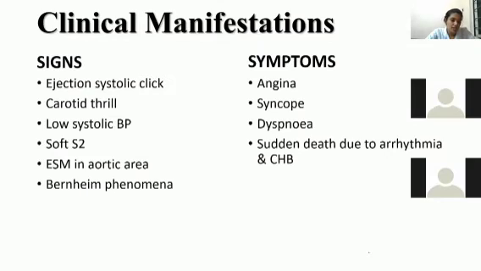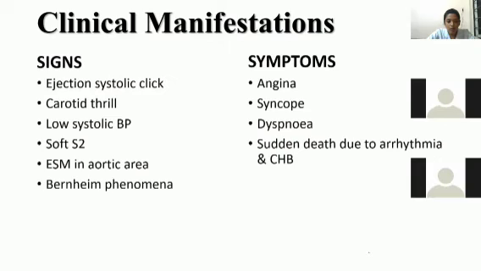Then clinical manifestations. Signs are like an ejection systolic click. Then carotid thrill: in the carotid arteries we can palpate the thrill due to the turbulent blood flow. Then low systolic BP, and a soft S2 sound. Why? Because S2 happens with the closing of the aortic valve. Since it is not opening properly, the closing is also problematic, which leads to a soft S2 sound. It is closing anyway, but it will be soft.